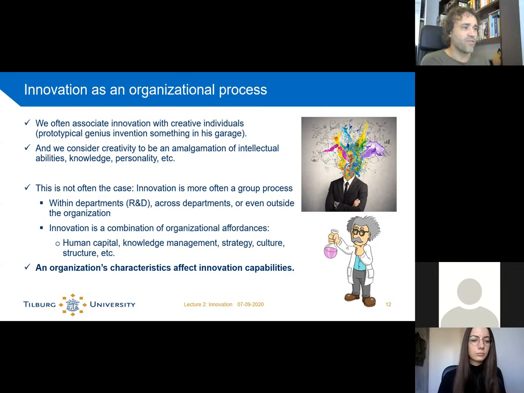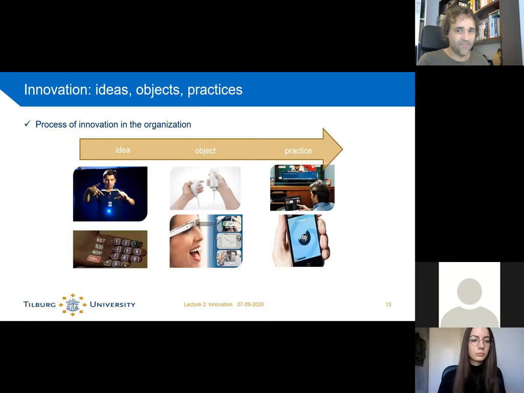Innovation happens most of the time within research and development departments, across departments, or even outside the organization with open innovation. So innovation is a combination of organizational affordances. We call those things affordances, but you can see them as characteristics. So for an organization to be innovative, we need people who want to be innovative. We need knowledge management in order to make sure that people can share information with each other. The organization's strategy, culture, and structure need to support the innovation, etc. More about that later. So in short, the characteristics of an organization affect the organization's innovation capabilities. I have a bit more about that later, a heading called innovation management.